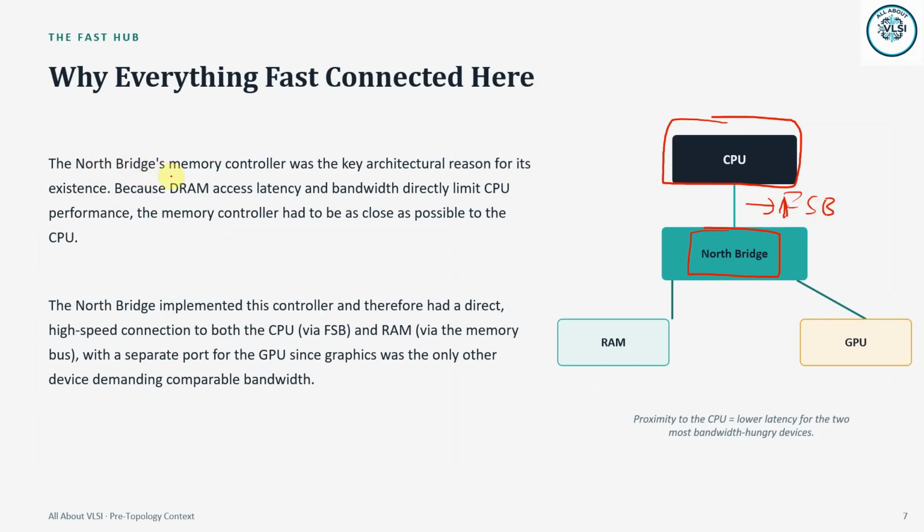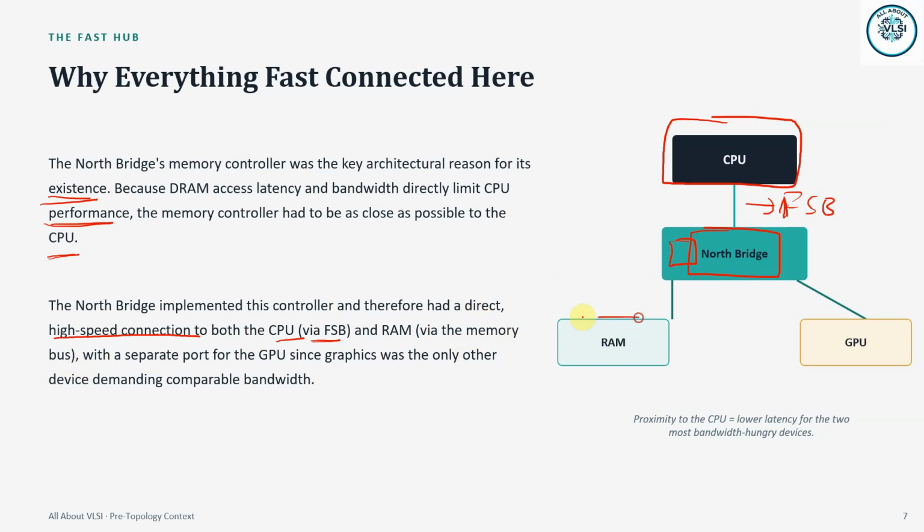Now, the North Bridge memory controller was a key architectural reason for its existence, because DRAM access latency and bandwidth directly limit CPU performance. If my CPU directly accessed the DRAM, then obviously the performance of my CPU would reduce because of the latency in the memory operations. So the memory controller had to be as close as possible to the CPU, and that memory controller is directly implemented in my North Bridge. The North Bridge implemented this controller, and therefore had a direct high speed connection to both the CPU via the FSB and RAM via the memory bus.